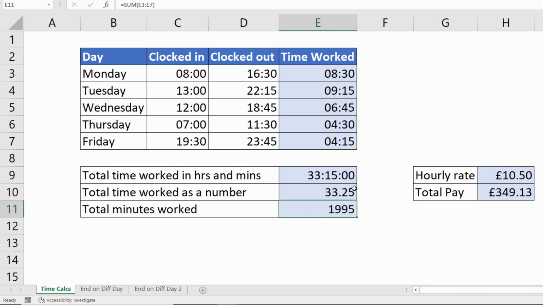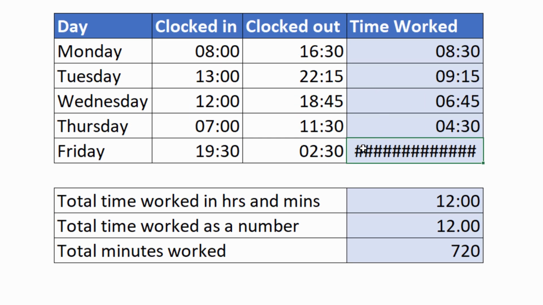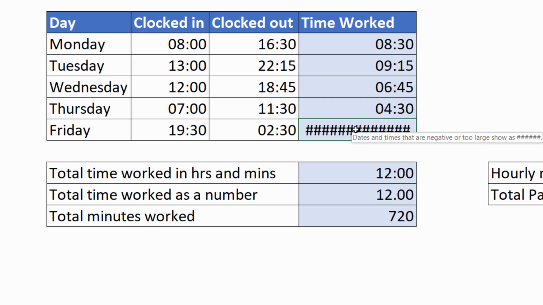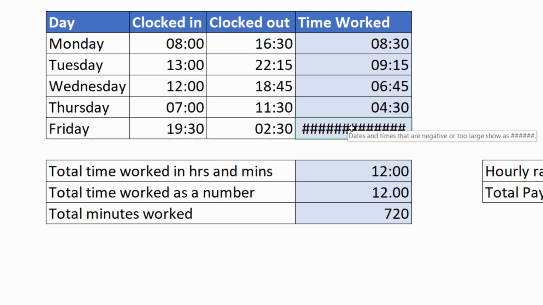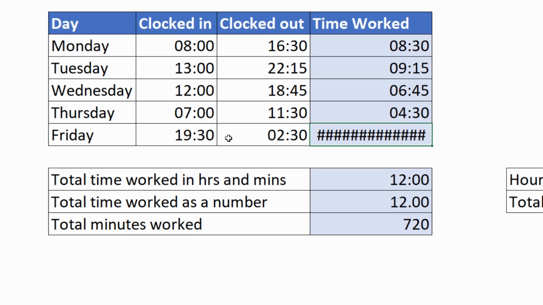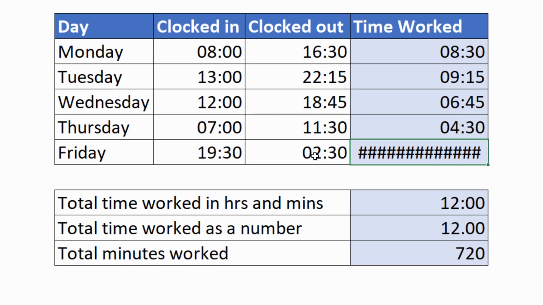Okay, now let's look at a slightly different situation where we have a series of hashes for Friday. And if I hover over these hashes, it gives me an indication of the problem. Dates and times that are negative or too large show as hashes. Well, the hashes are showing in this instance because we're calculating a negative time. We're actually finishing on the Saturday, starting on the Friday.